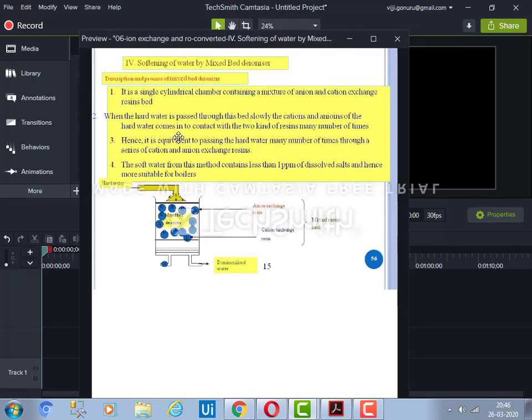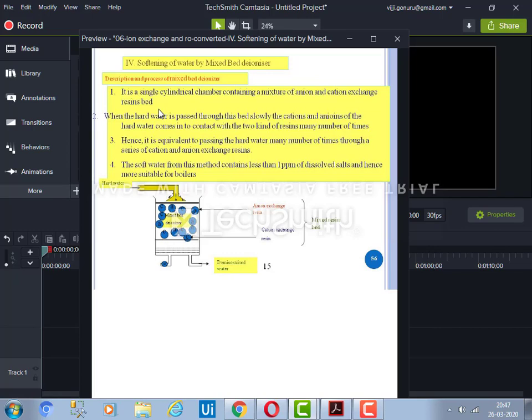So this is the explanation for the ion exchange method. It is a single cylindrical chamber containing a mixture of anion and cation exchange resin bed. But we are representing two containers, two chambers here, just for understanding. In the same chamber, at the top part we have the cation exchange chamber and at the bottom we have the anion exchange chamber.